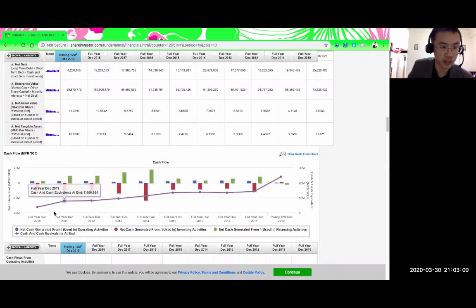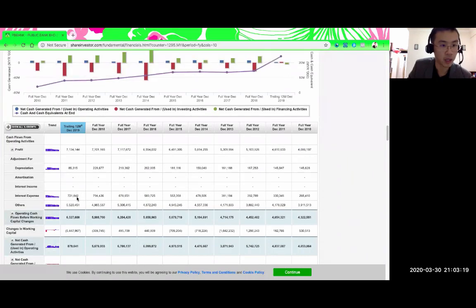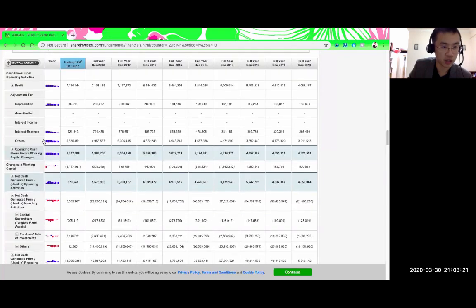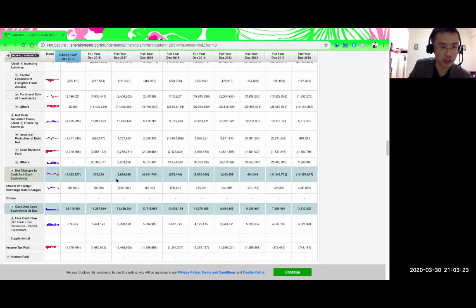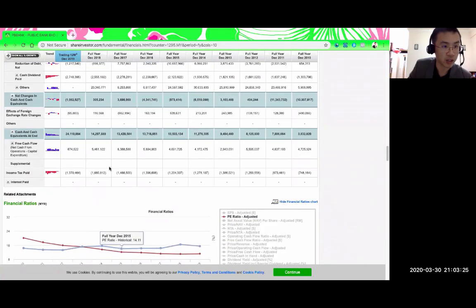You can see exactly whether they have cash going out or coming in from operating cash flow, investing cash flow, and also financing cash flow. Of course, you can find all this cash flow information for 10 years. And then you can also find free cash flow. Some investors will want to calculate free cash flow. In the case of ShareInvestor Station, they have already calculated for you what the free cash flow is, so you don't have to calculate.